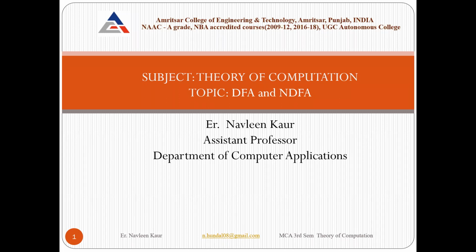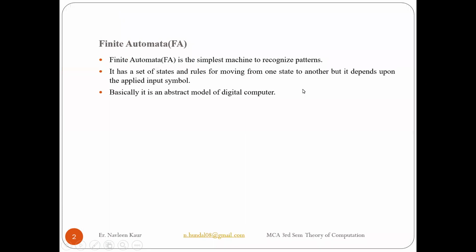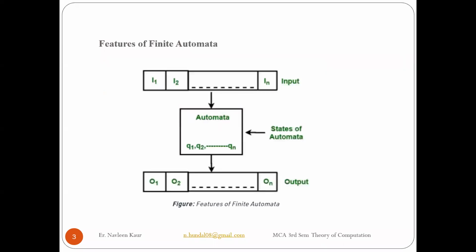I told you that finite automata is actually the simplest machine to recognize patterns. This is just a quick recap of what we did already. It needs some inputs. You pass the inputs to the automata, and during those inputs your machine is actually going through a number of states, which are represented by Q, right? Q1, Q2, and so on, Qn. These are the states of the automata.